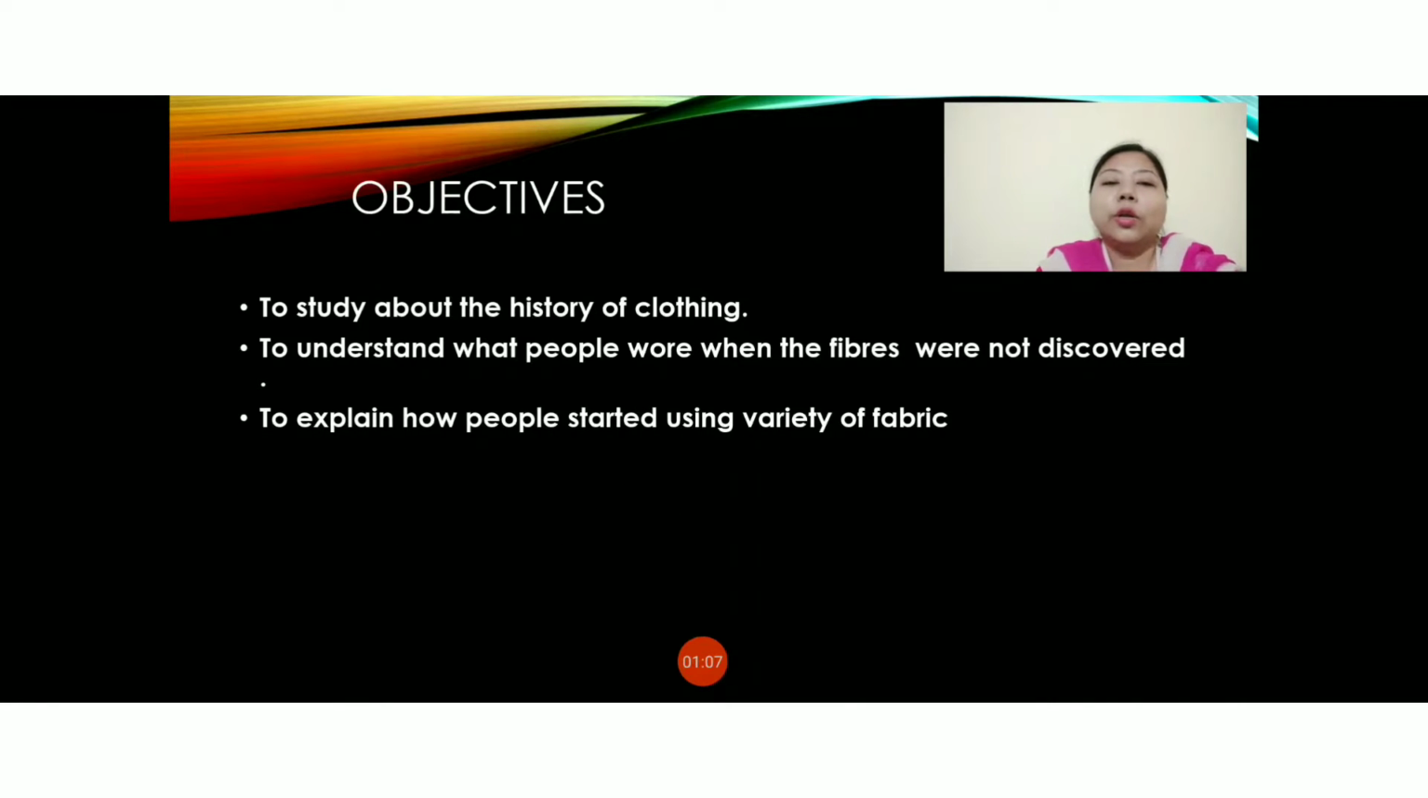Now let us look at the objectives of today's class. The objectives are to study about the history of clothing, to understand what people wore when fabrics were not discovered, and to explain how people started using a variety of fabrics.